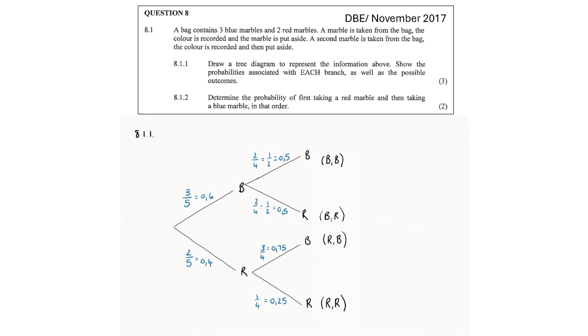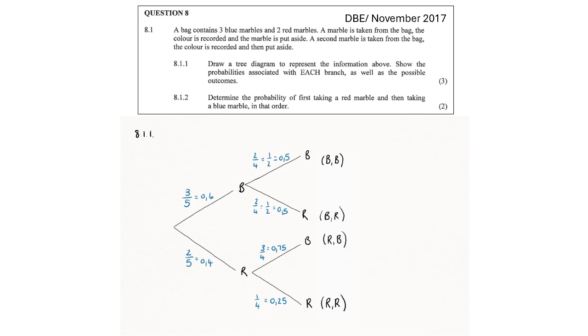Let's look now at the mark allocation. This question counted 3 marks. You get 1 mark for the correct branches, 1 mark if all the probabilities are correct, and then 1 mark for all the outcomes.